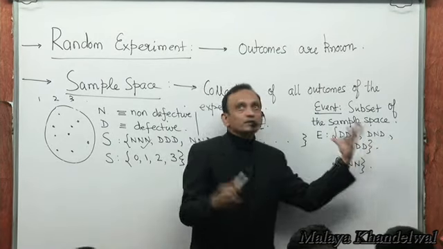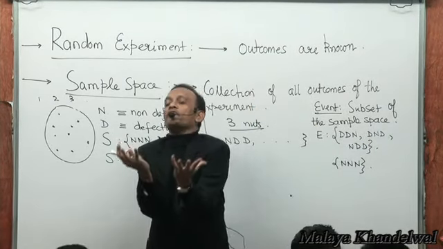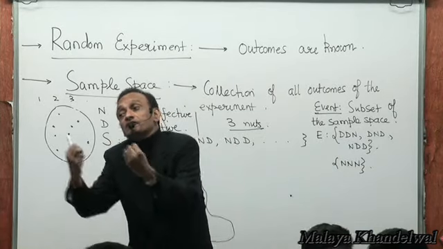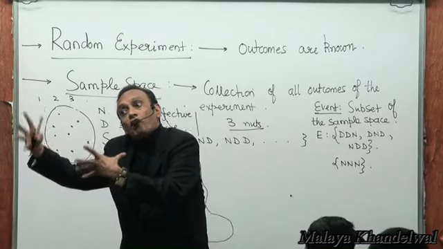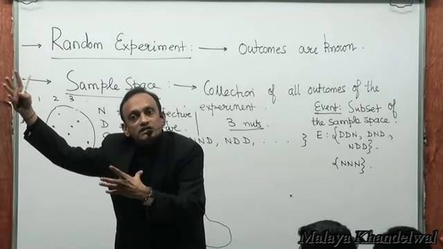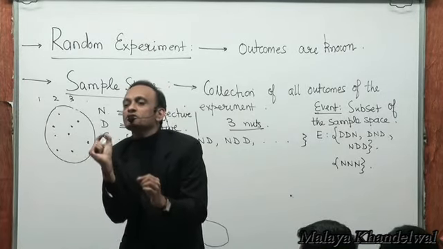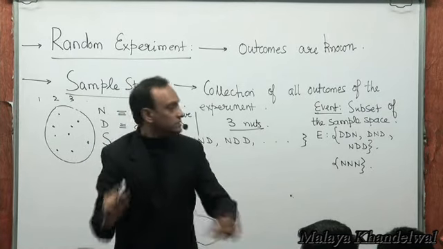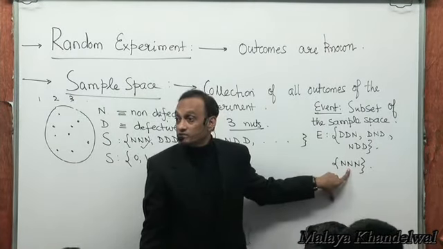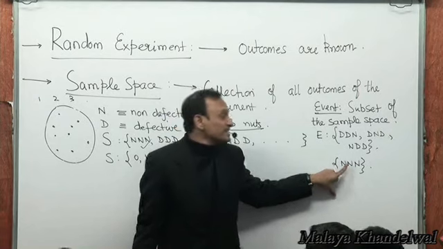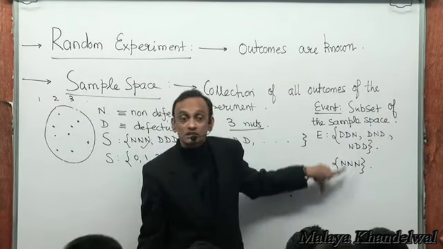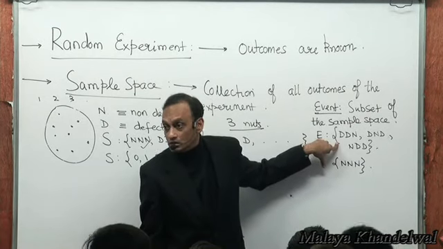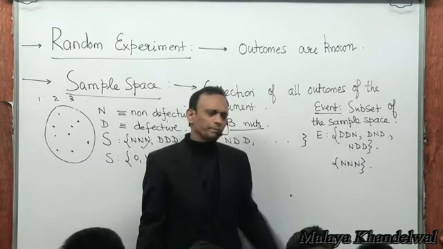An event could have been a union of several subsets of the sample space, or could have been just a single element of the sample space. This is just a single element of the sample space, right? This is called a simple event, and this is called a compound event.